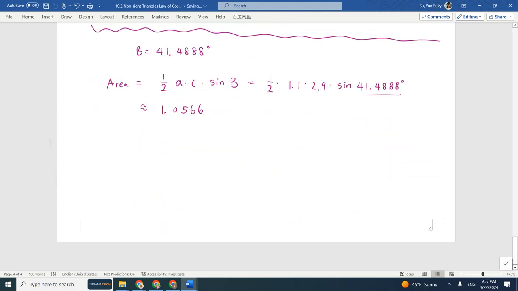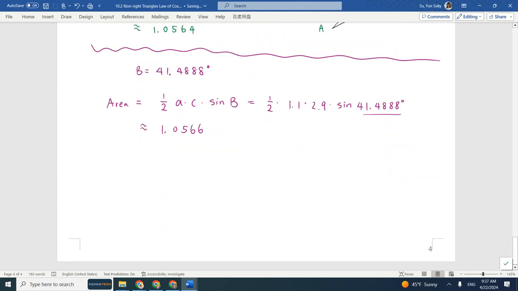So this is 10.2. Any questions about 10.2? So we learned law of cosine and the area formula. Okay, so let's save that.